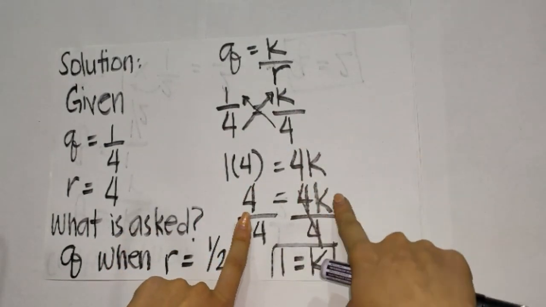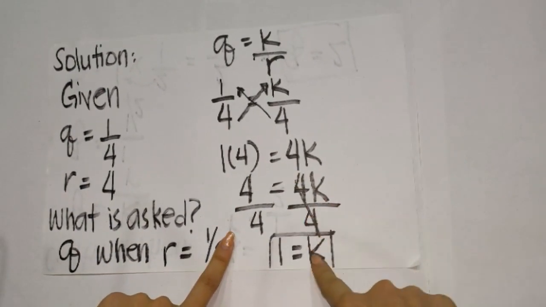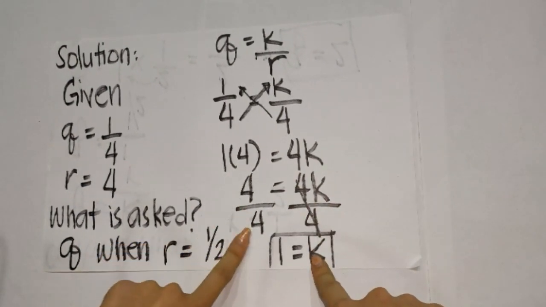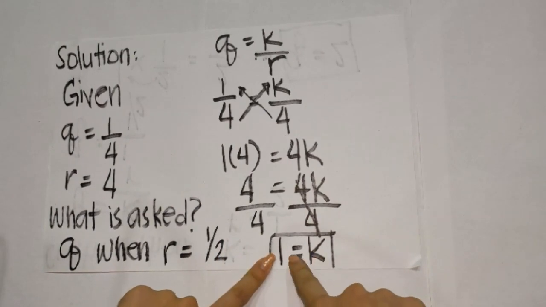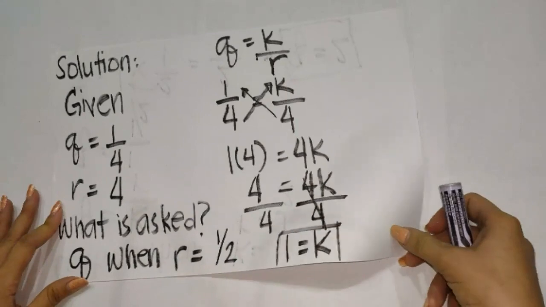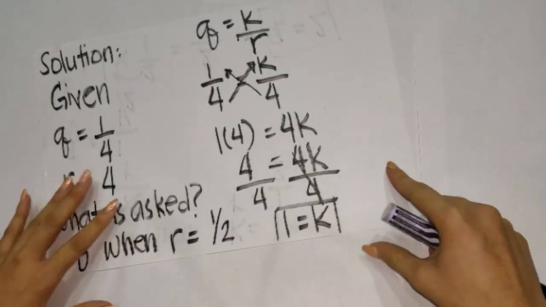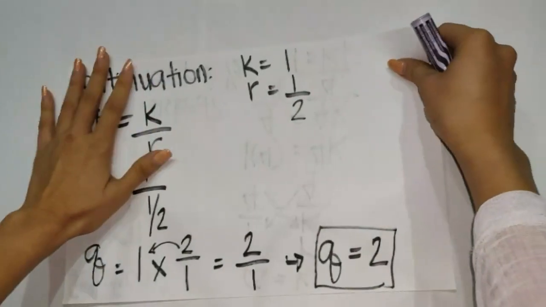To get the value of K, we need to divide both sides by 4, para makancel natin si 4 at si K yung matira. So 4 divided by 4, that is 1. 1 is equal to K. Now we already have the value of our constant of variation so that we can already find the Q when our R is 1/2. So let's have the continuation here.